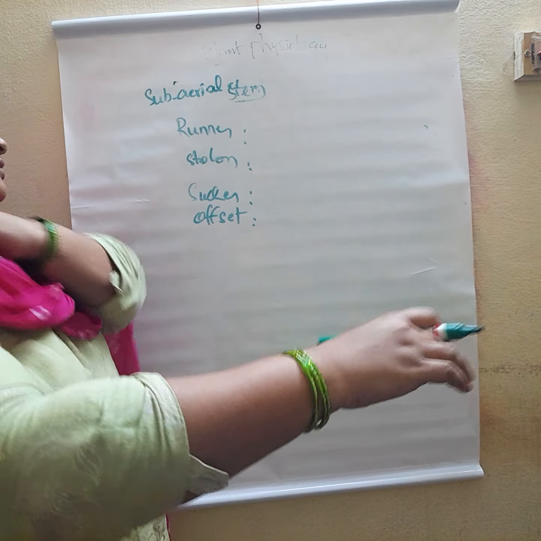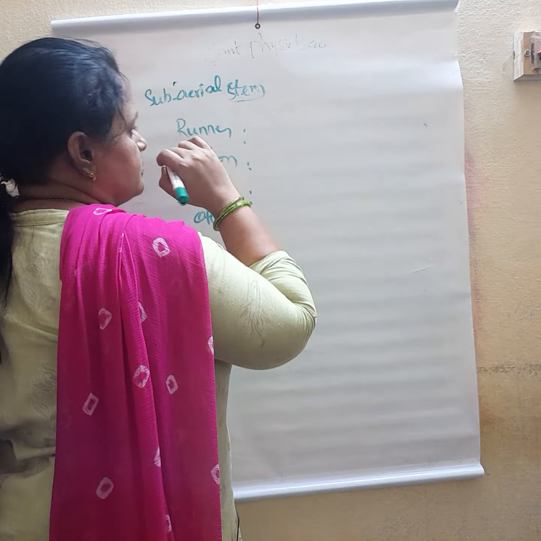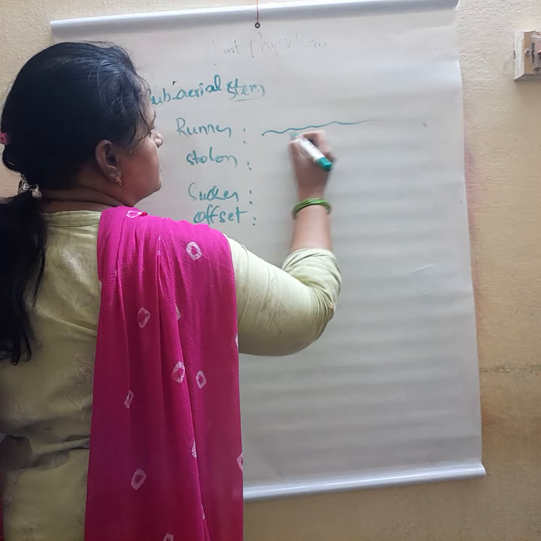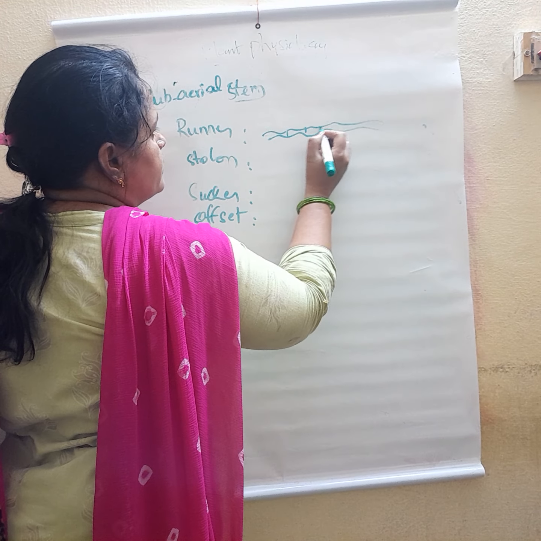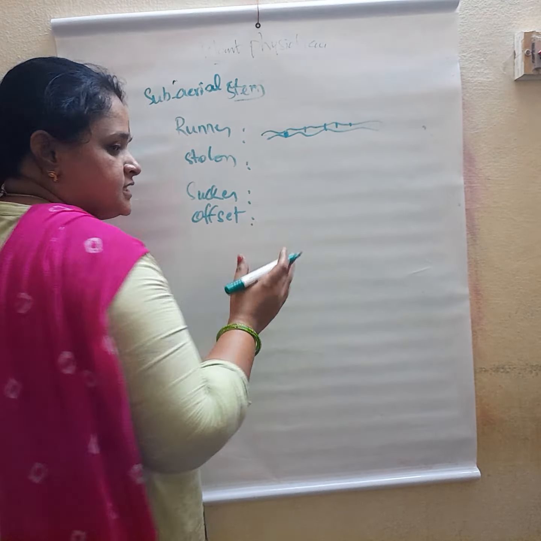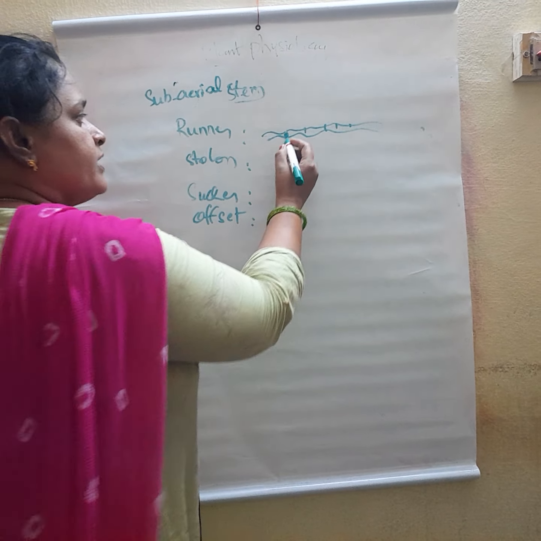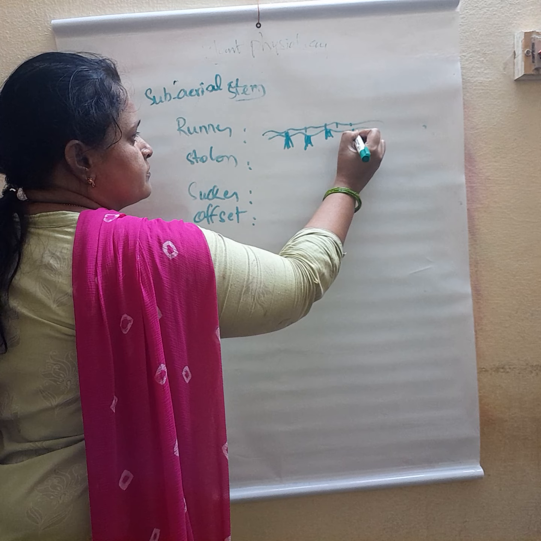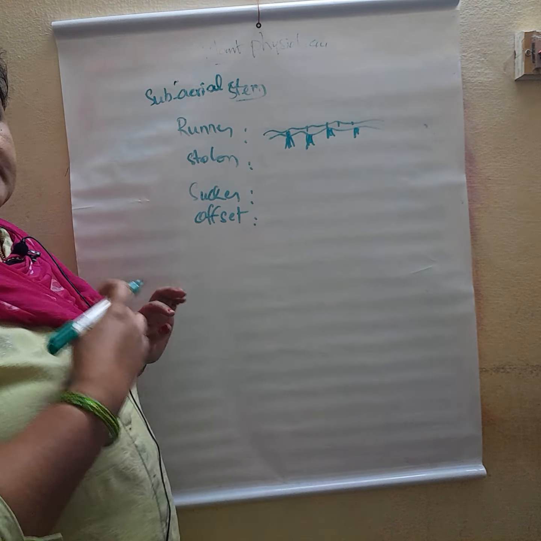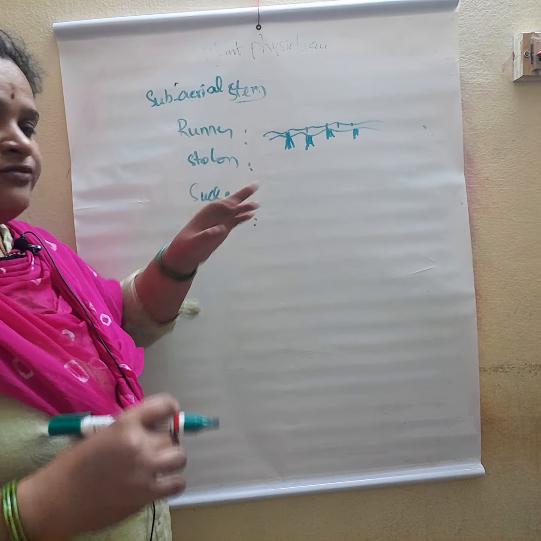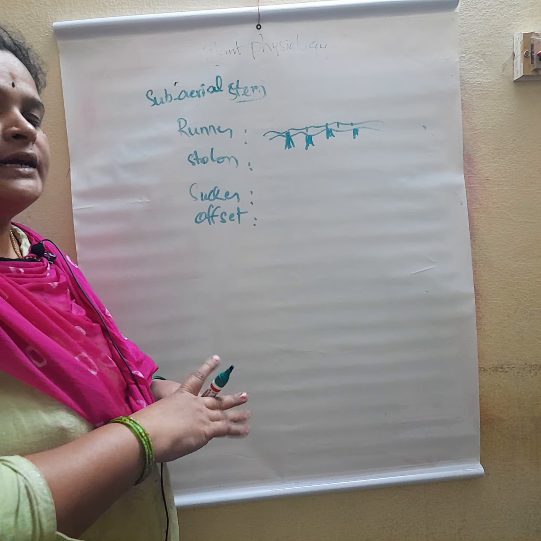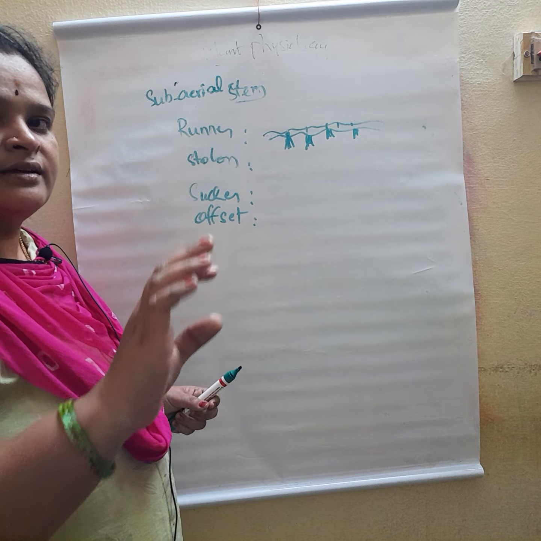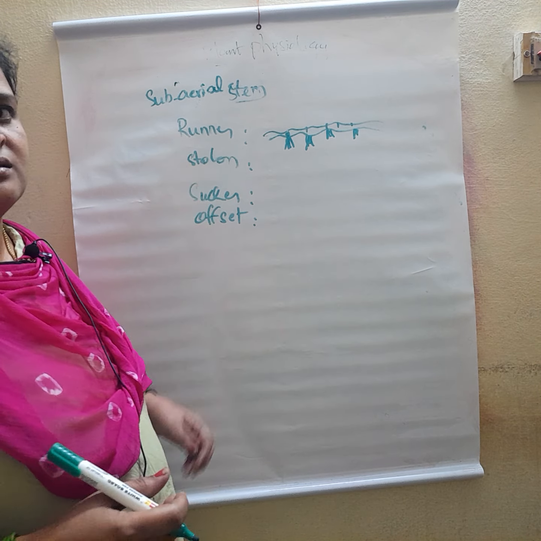In runners, the stems creep on the ground, and every node forms a niche. That means it forms a break, and from that break it develops an adventitious root system. It fixes on the soil and creeps on the ground like running. So that's why it is called a runner.